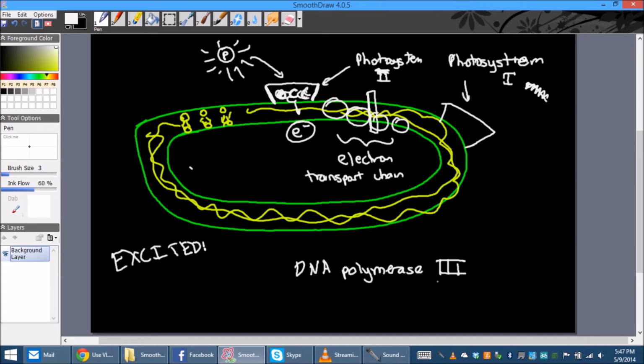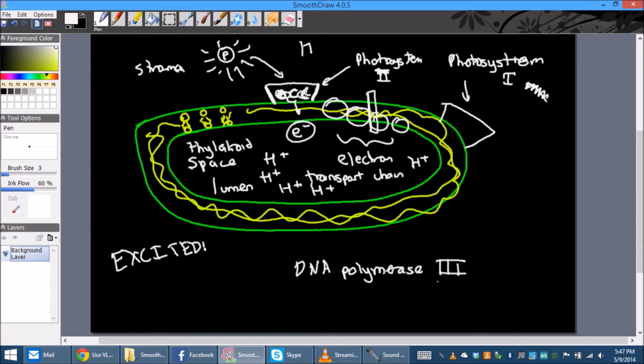Why do they lose energy? Because they pump a hydrogen ion from the inside of the thylakoid membrane, which is called the thylakoid space, or the lumen, out into the stroma. So actively, the cell tries to maintain a high concentration of hydrogen ions in the thylakoid space, and a low concentration out here in the stroma. So the electron spends its energy in trying to get a hydrogen ion into the thylakoid space.